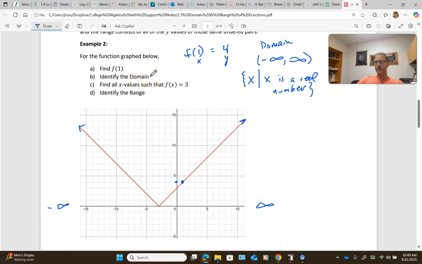This absolute value function, if we actually saw what it was explicitly, you could plug any number in for x, and it'll always give you another number for y.